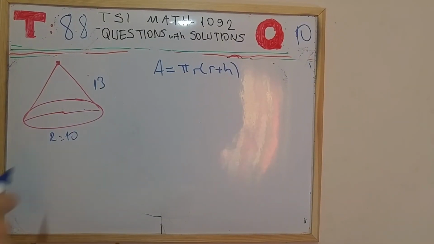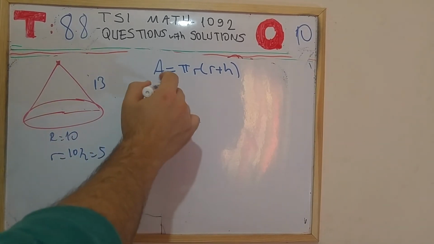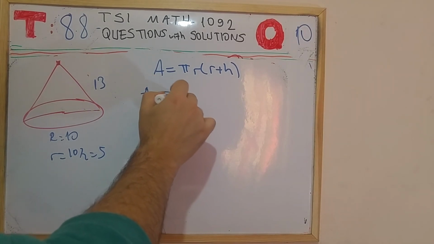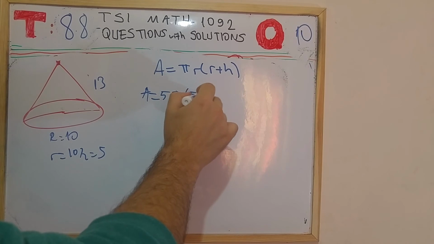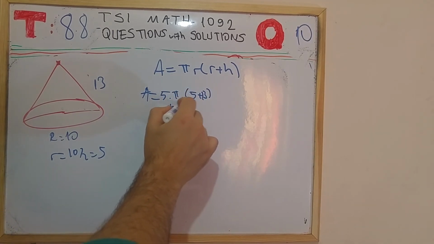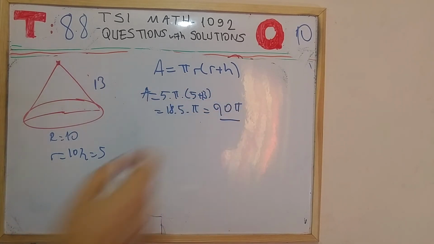In this question, I'm given the diameter rather than radius. So radius is equal to 10 over 2. That is 5. Let's apply that. The area will be equal to 5 times pi times 5 plus 13. That is equal to 18 times 5 times pi, which is equal to 90 pi.